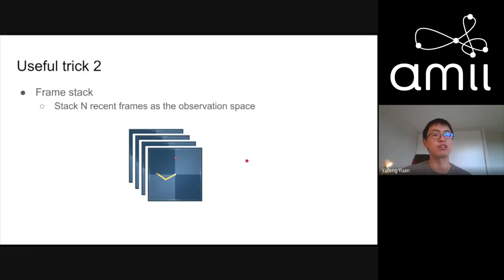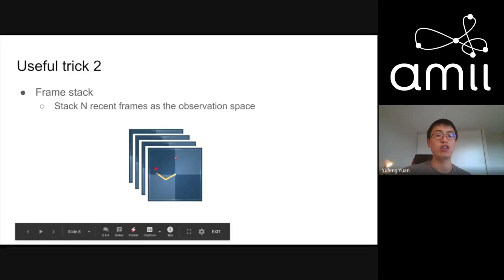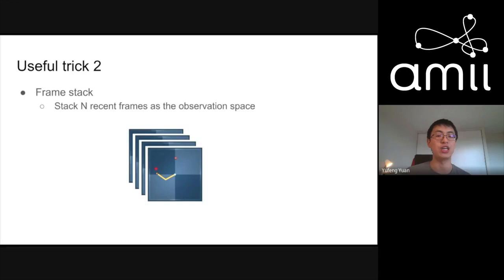And the second trick is frame stack, which has been used since DQN. The idea is pretty simple. You simply stack n recent frames as the observation. This is actually critical to robot manipulation tasks if you are learning completely from images, because as you can see from a single image here, the agent will not be able to figure out any velocity information of this robot. Only by stacking a few recent frames can the agent figure out the velocity of the robot arm, which is necessary to solve this task.